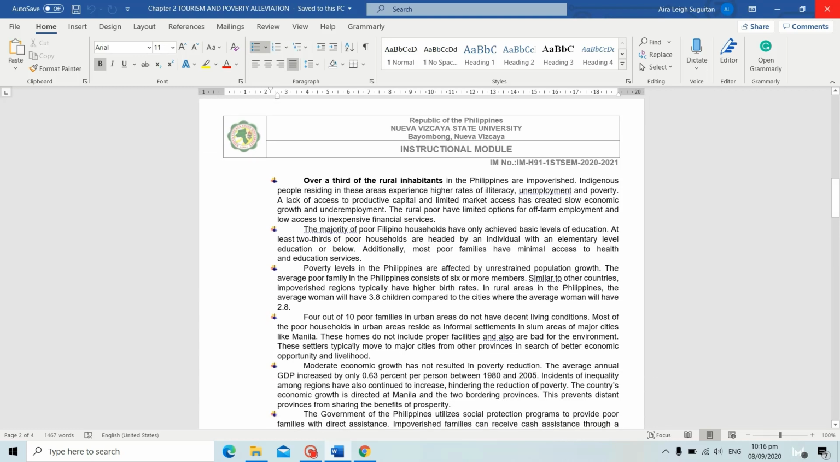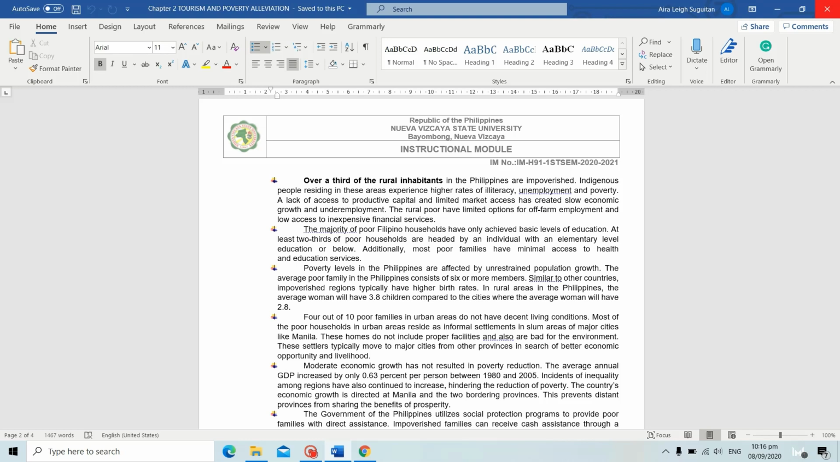So poverty levels in the Philippines are affected by unrestrained population growth. So that's one of our problems. Kaya nga na-open up yung, what do you call this one? Yung contraceptives, because we want to control the population growth here in the Philippines. Kasi isa yon sa mga nagpapahirap, or isa yon sa mga nagde-drag down sa mga families, most specifically in urban areas. The average poor family in the Philippines consists of 6 or more members.